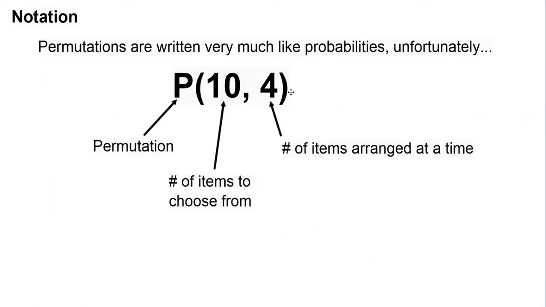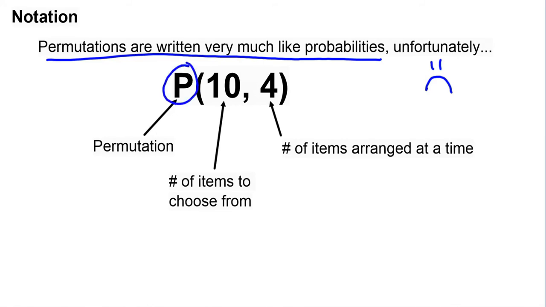So here's a little bit of notation, how we write permutations in a short, compact way. Now, permutations are written very much like probabilities, unfortunately. Now, I really wish they wouldn't write permutations like this, because this looks like the probability of 10 and 4. But really, when we talk about permutations, it's how many ways can you permutate or arrange 10 things 4 at a time. How many ways could you arrange 10 things 4 at a time? So that'd be kind of like, how many ways can 10 runners finish in first, second, third, and fourth place?